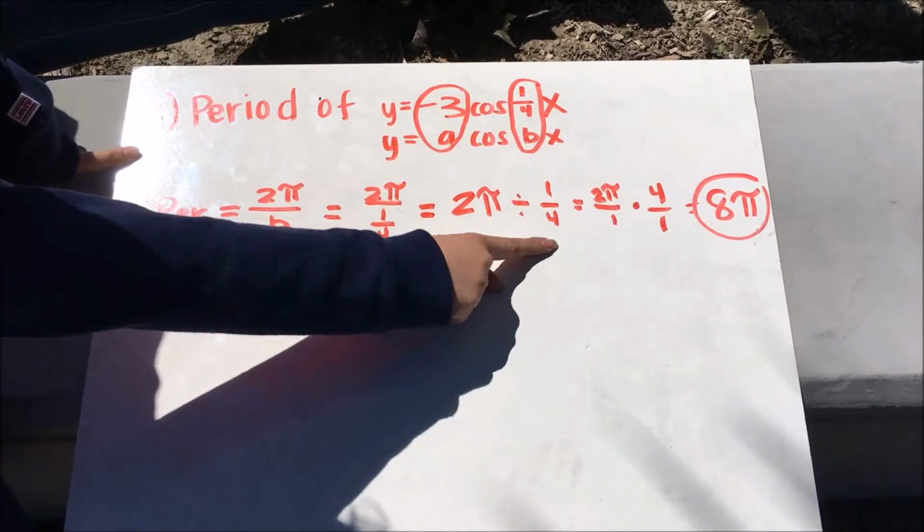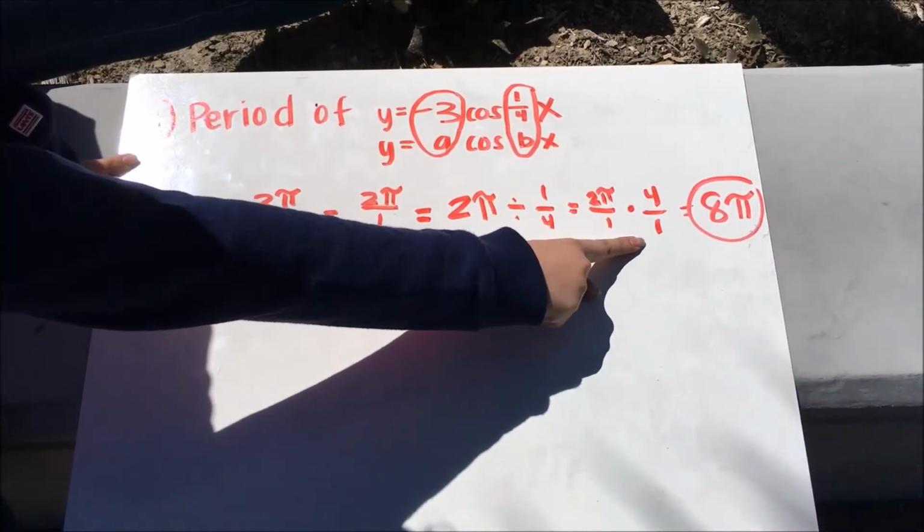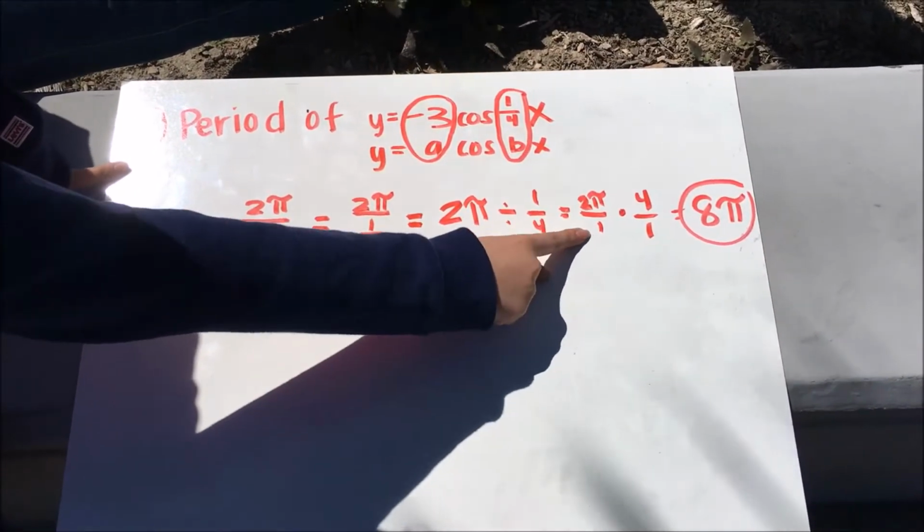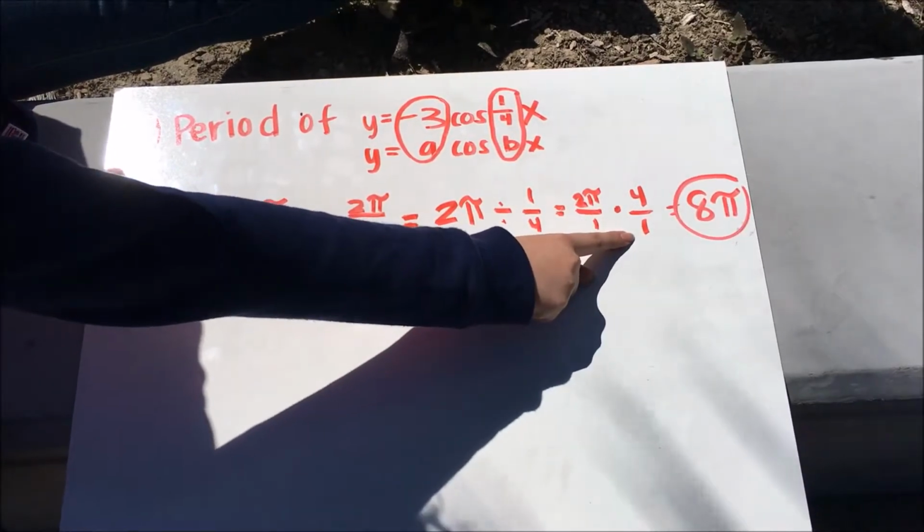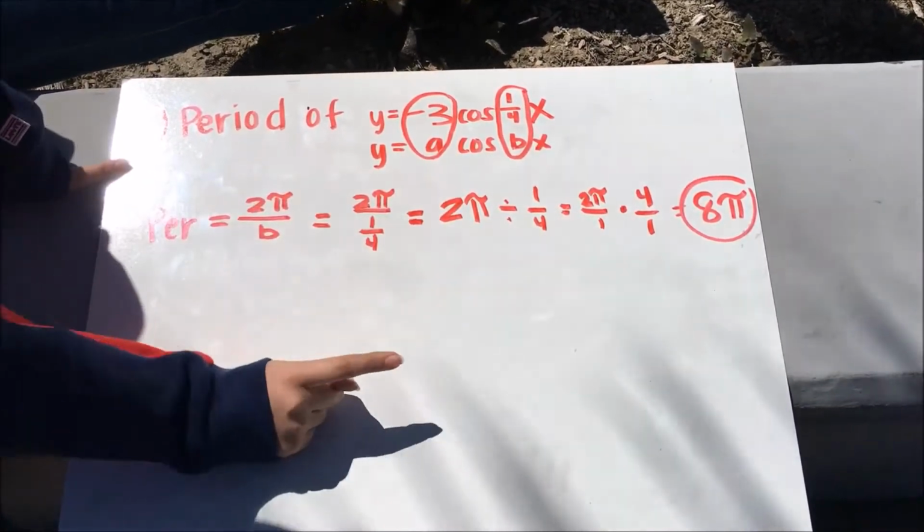So in order to divide a fraction, you have to take the reciprocal of the second term. So it would be 2 pi over 1 multiplied by 4 over 1. And that all comes down to 8 pi. So your period is 8 pi.